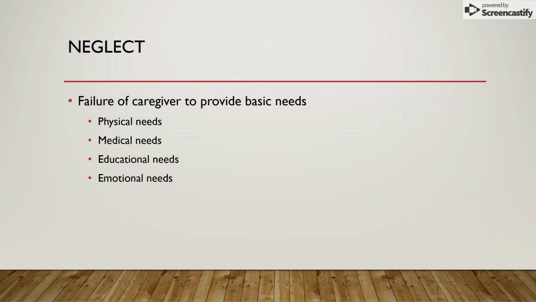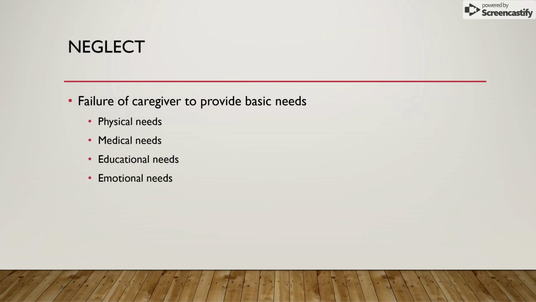Neglect is the failure of a parent or caregiver to provide for basic needs of a child. Neglect can be physical, medical, educational, or emotional. Physical neglect is the failure to provide necessary food, shelter, or supervision for a child. Medical neglect is the failure to provide necessary medical or mental health treatment for a child. Educational neglect is the failure to educate or attend to special education needs of a child.